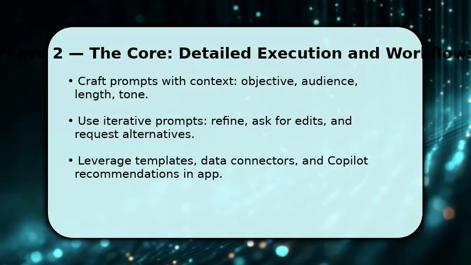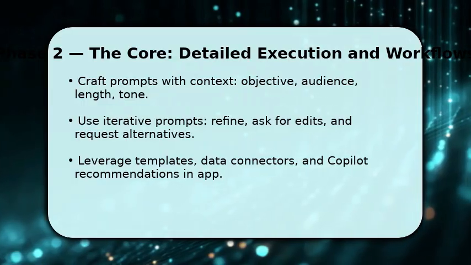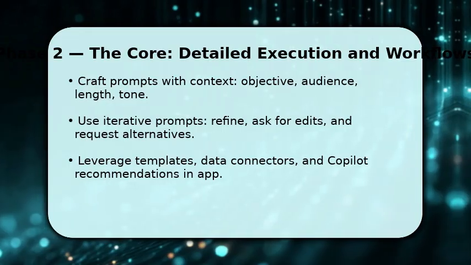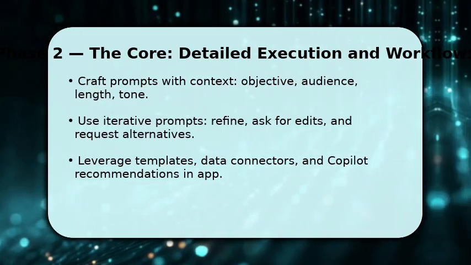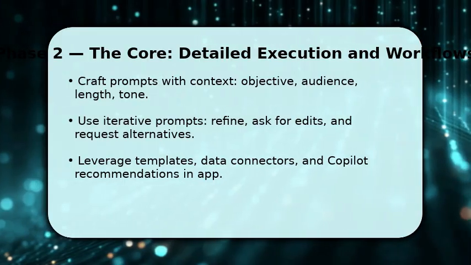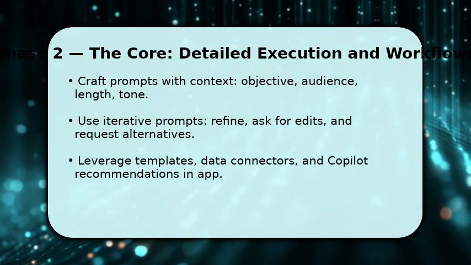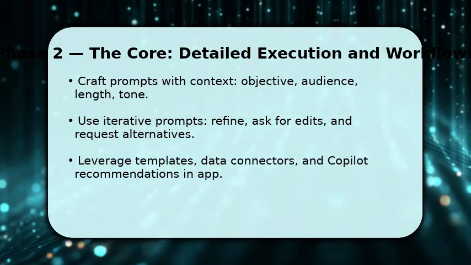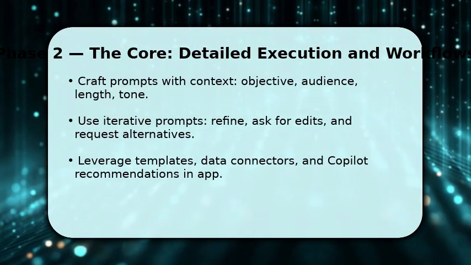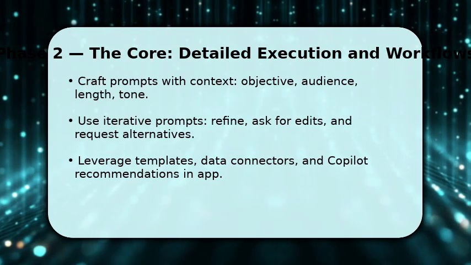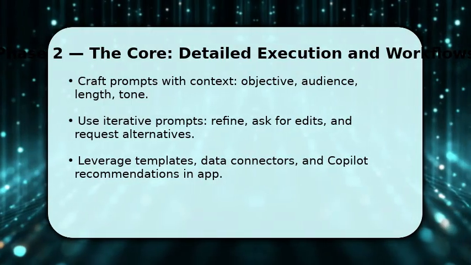You now move into the core workflow. Give Copilot context: what you want, who the audience is, and the tone. For example, provide a goal and a desired length, then ask Copilot to draft. Once it returns a result, refine, request edits, ask for bullet summaries, or demand 5 variants. Make sure to use available templates and data connectors so Copilot pulls accurate info. This iterative approach turns rough output into polished work and keeps you in control of changes.